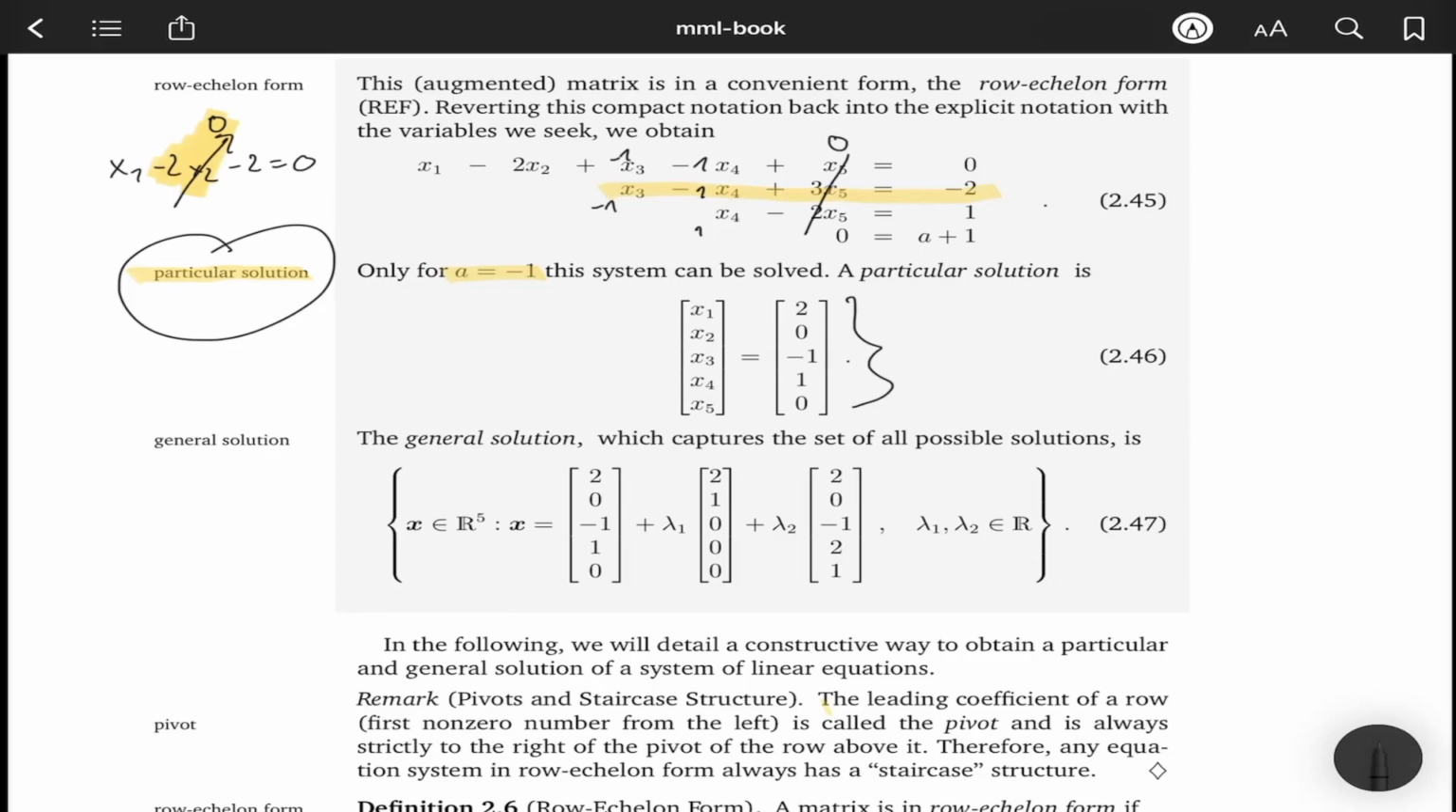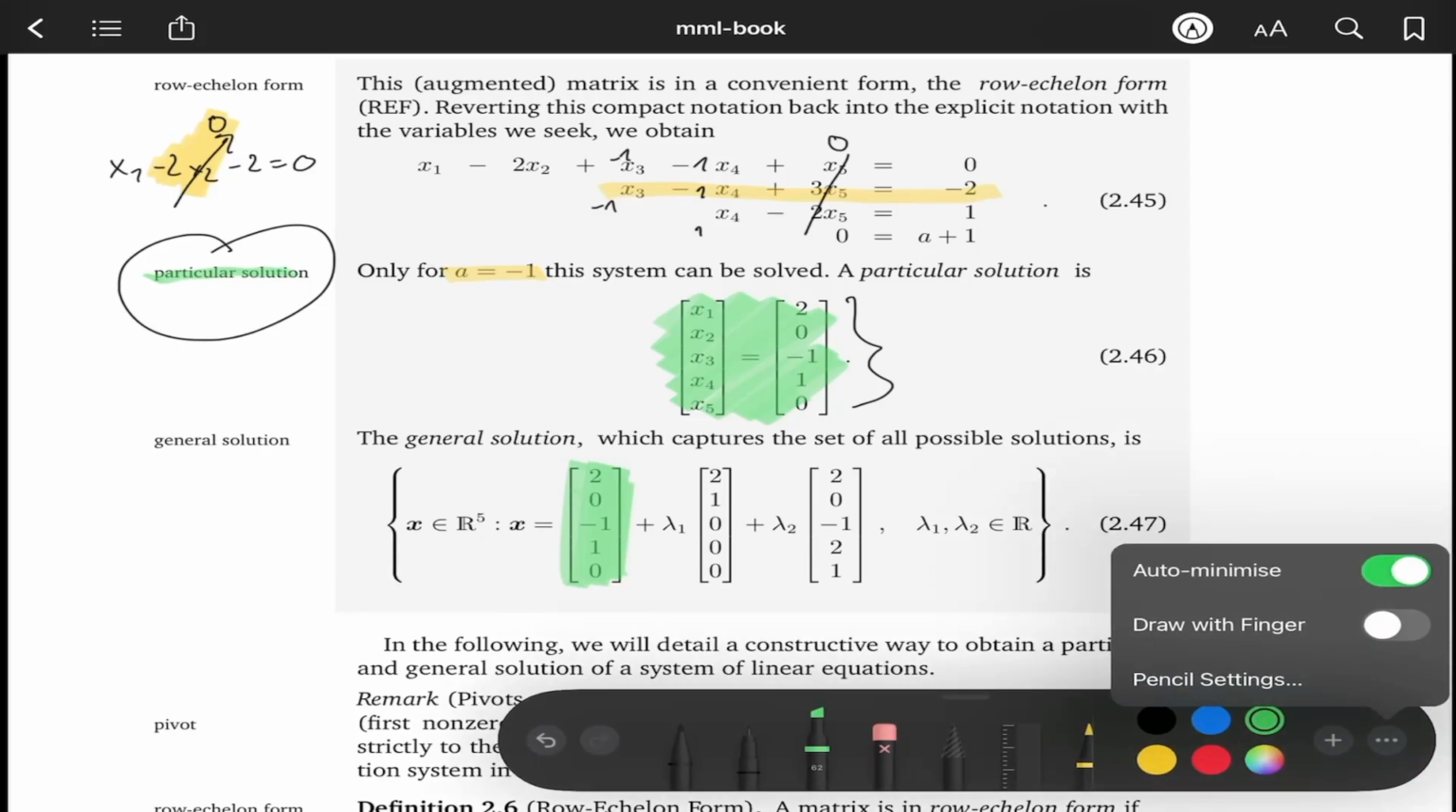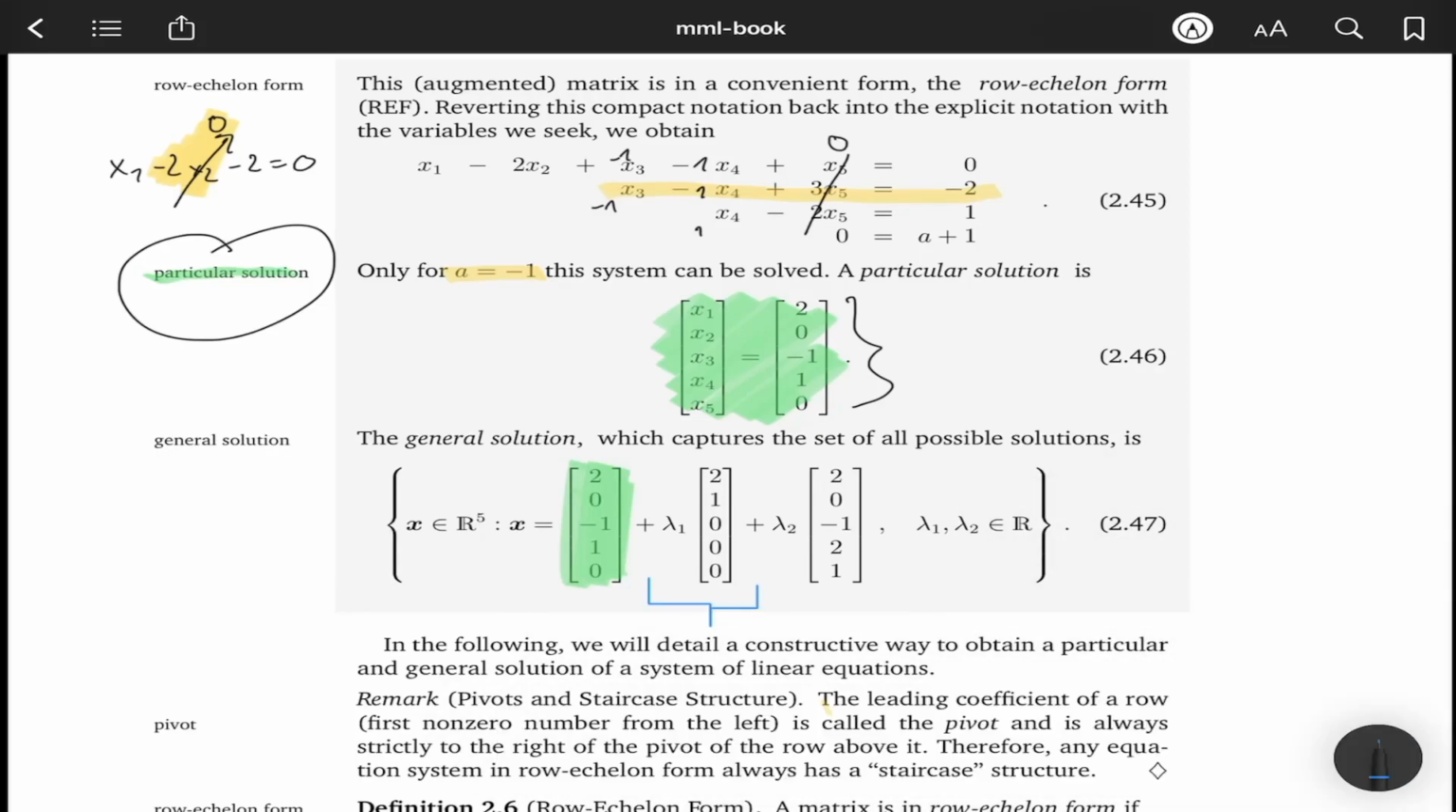Okay. Now this is a bit more complicated. They say our solution is vector x, this one, and they take our particular solution. I will just put it in green. Okay, they say our particular solution plus some kind of vector plus another vector. So we have 2 vectors, vector 1 and vector 2.